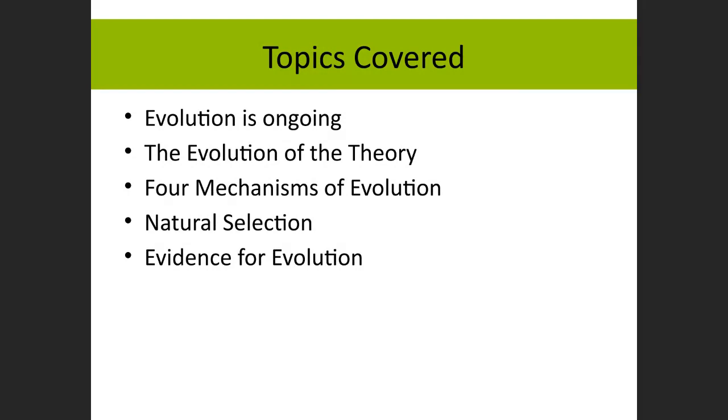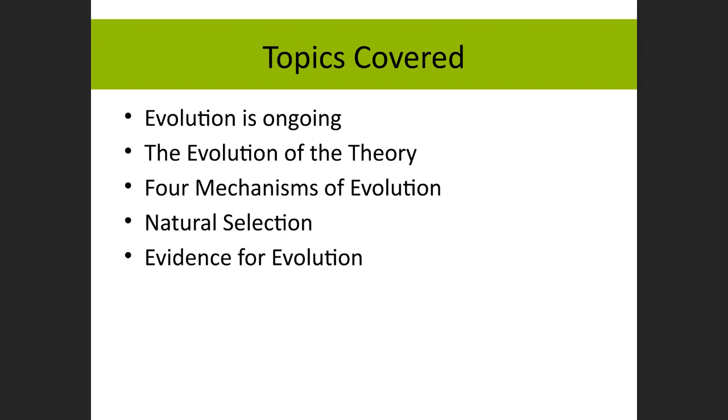So the things that we're going to be discussing are, first of all, that evolution is ongoing. It's not something that happened in the past and stopped. It's happening now. We've seen that with the mutations of COVID and the Delta variant. That's the virus evolving. We're going to talk about the evolution of the theory of evolution. So how did Darwin, who was one of the people who came up with the theory, how did he think of that?